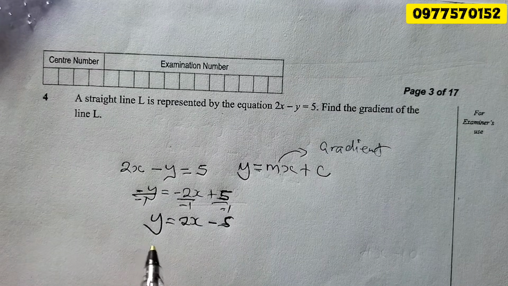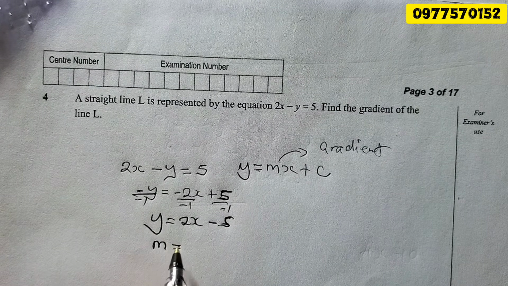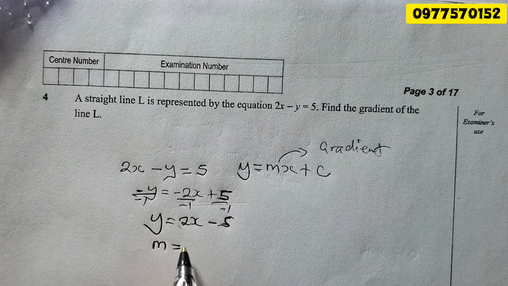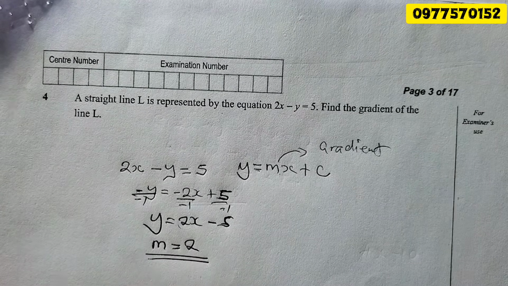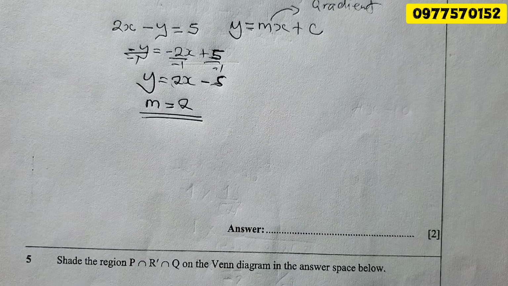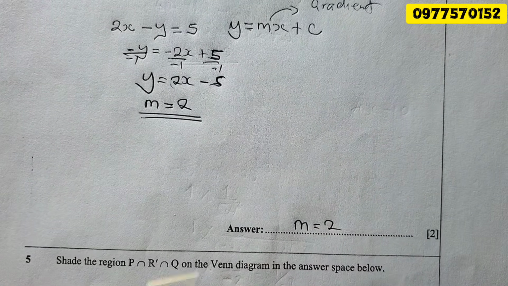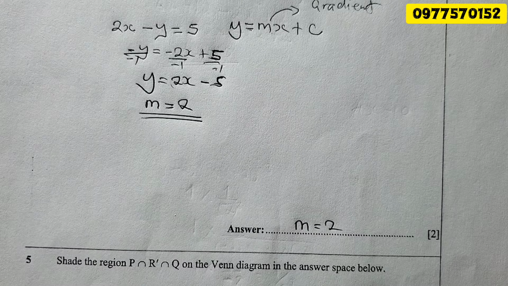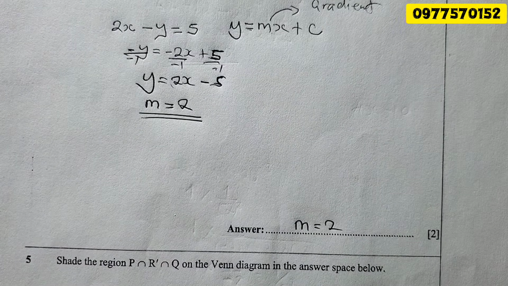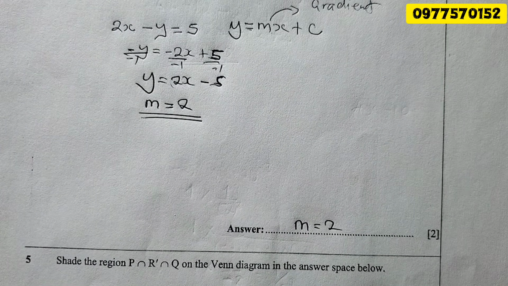Okay, therefore from here you can get the gradient as m is equals to the number in front of x, which is 2. Alright, so therefore where there is a space here, you can come and write your answer as m is equals to 2. Are we together? Very good. Let's go to question 5.